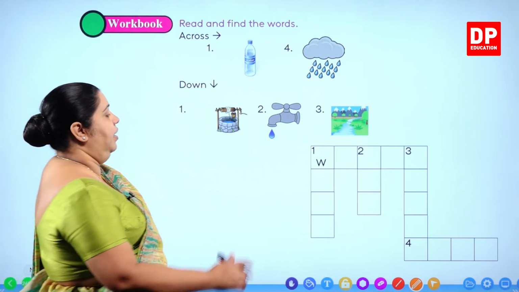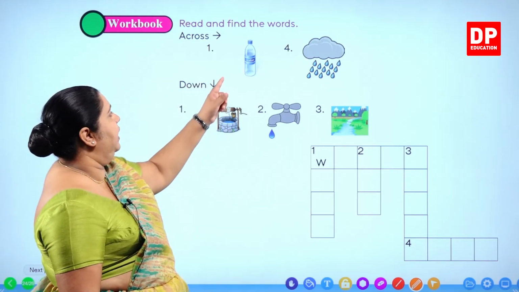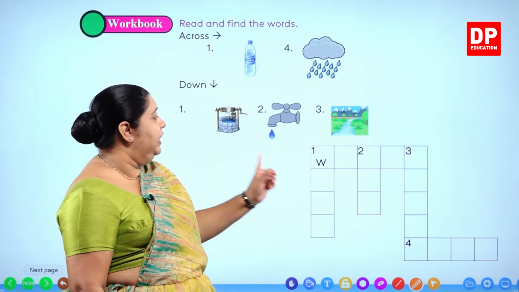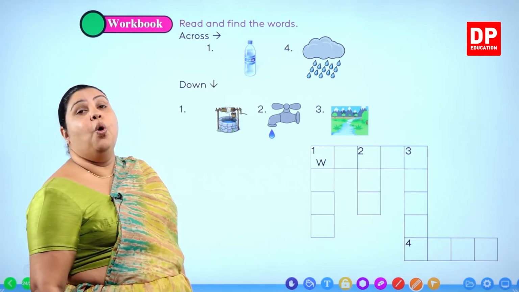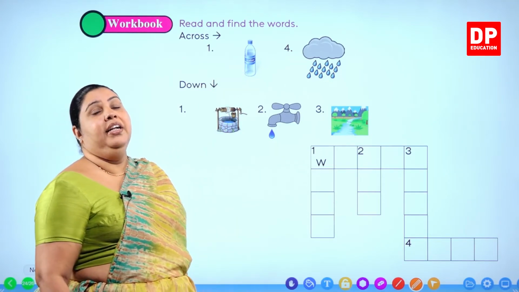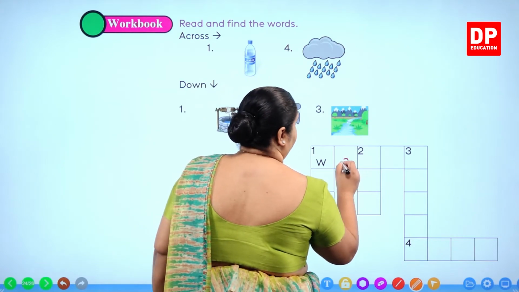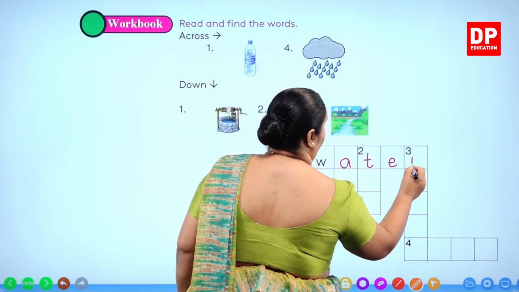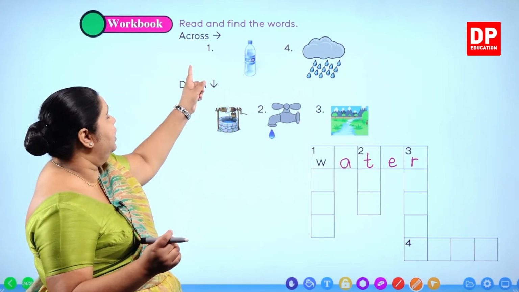Number 1. Number 1 is over here and we have to use the name of this little thing over here to fill the blank. Now what is this? It's a bottle of water. Can you see the label? W-A-T-E-R. Now, how do we write the word water? W-A-T-E-R. Water. So, we have completed the first word.